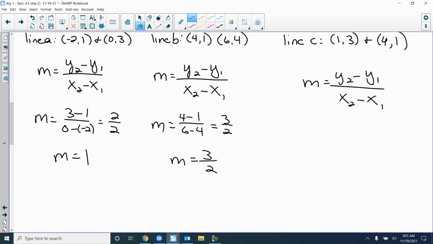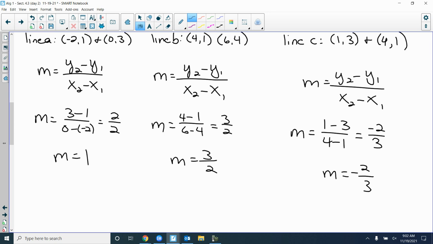All right, and Taryn, how about the last one? What order did you subtract? 1 minus 3. Okay. 4 minus 1 over 1 minus 3 is what? Negative 2. 4 minus 1 is 3. Negative 2/3. All right. Now take a look at all three slopes.